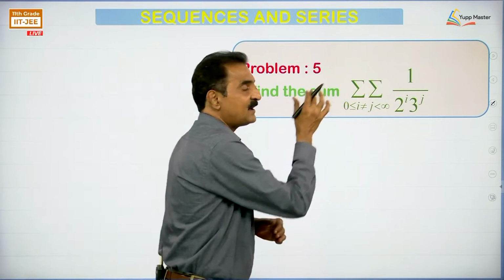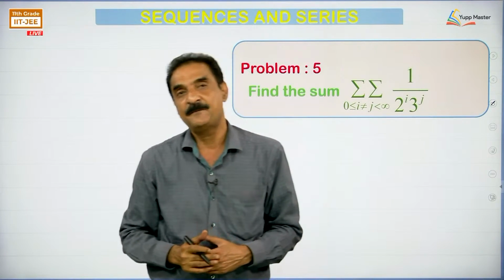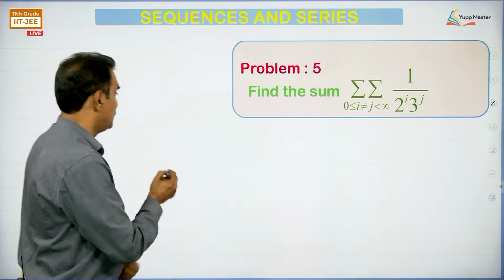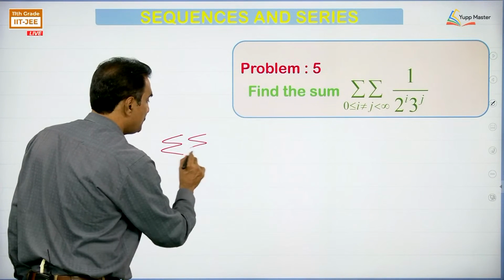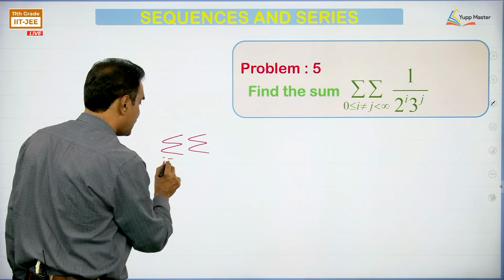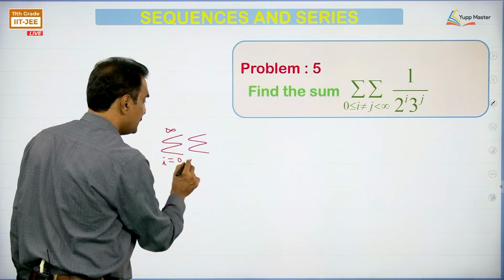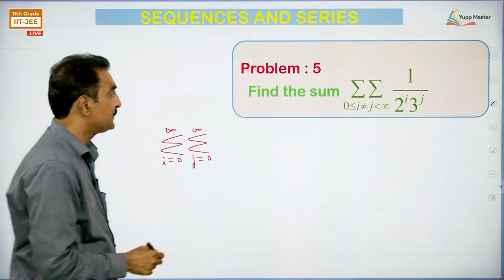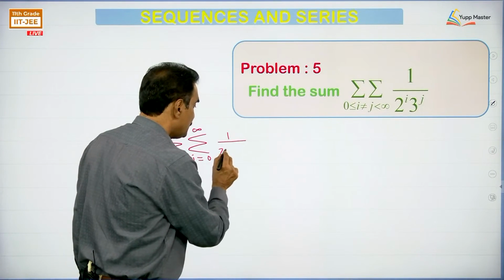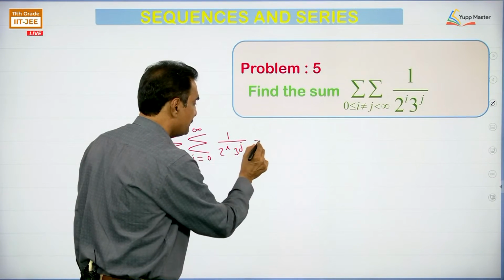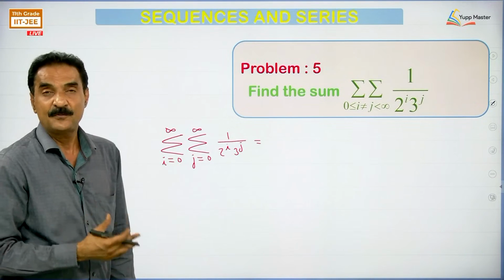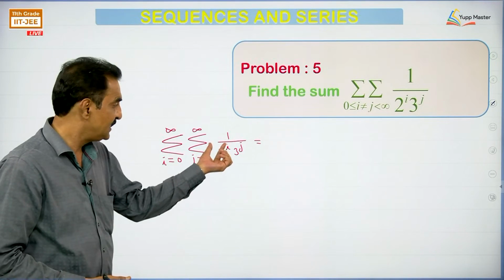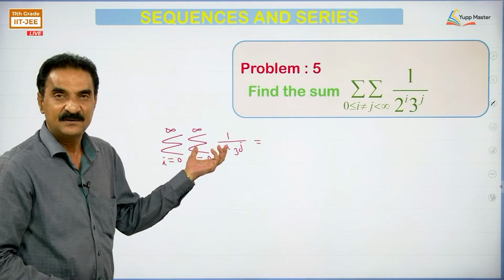When there is a restriction on i and j, first we will find the sum without any restriction, for independent i and j. Sigma sigma for independent i and j, we should write i varies from 0 to infinity and j varies from 0 to infinity. All right. 1 by 2 power i into 3 power j. What is its value? How to find its value? As we know, we can separate sigmas individually for 1 by 2 power i and 1 by 3 power j.